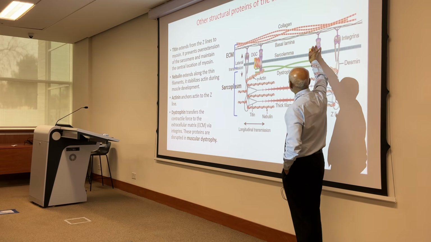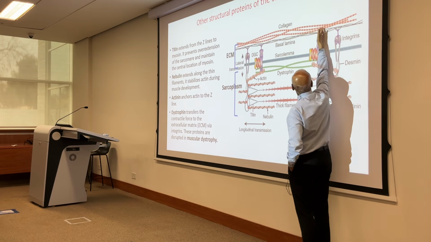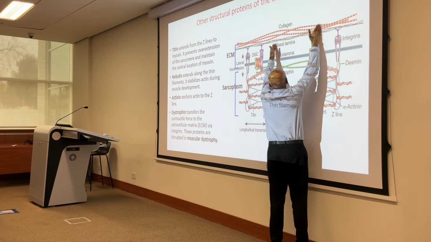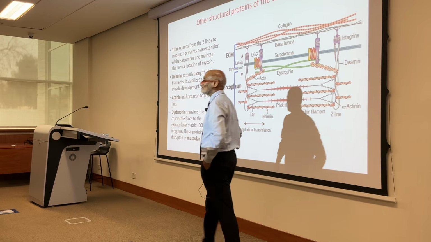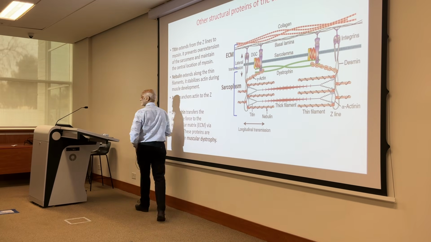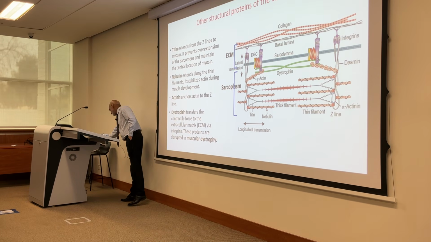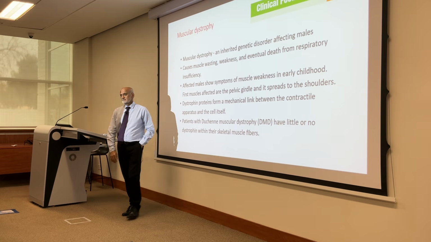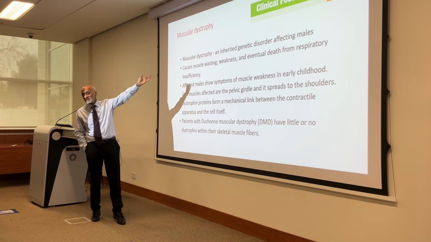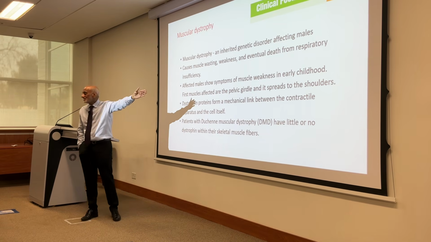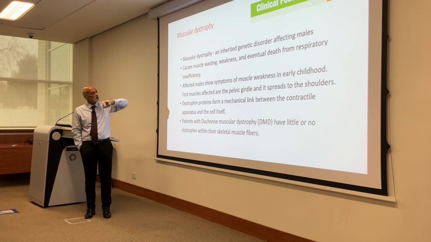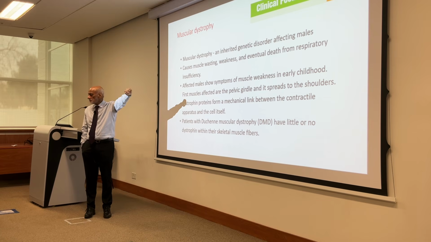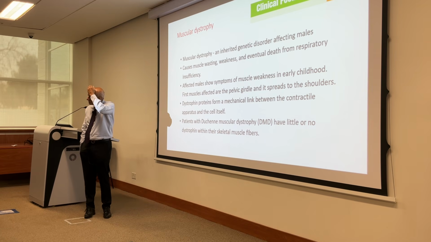Dystrophin together with this huge complex will transfer that force to the outside and pull this thing when the muscle contracts. What happens if you don't have it? Now you have muscular dystrophy. Muscular dystrophy occurs mostly in men because it is sex-linked. It's on the X chromosome, and since men only have one of them, if they have a defective version of it, they will have muscular dystrophy.